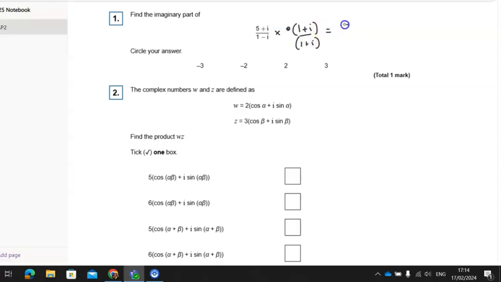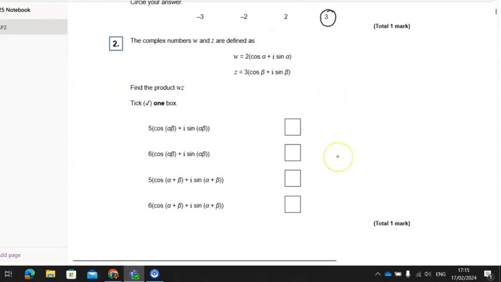That will give you on the top 5 plus i plus 5i, so plus 6i, plus an i squared. And on the bottom, you're going to have 1 minus i squared. So minus i squared is 1, so you're going to have 1 add 1, which gives 2 on the bottom. And obviously i squared is minus 1. So that will give you 4 plus 6i all over 2, which is 2 plus 3i. So your imaginary part there is going to be 3.